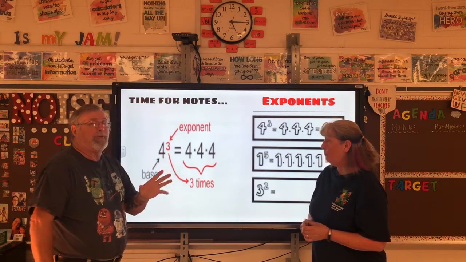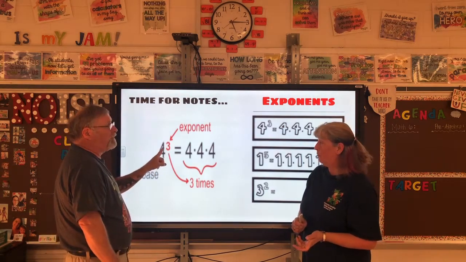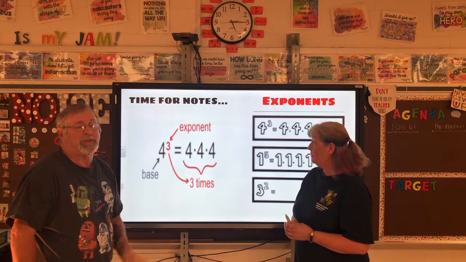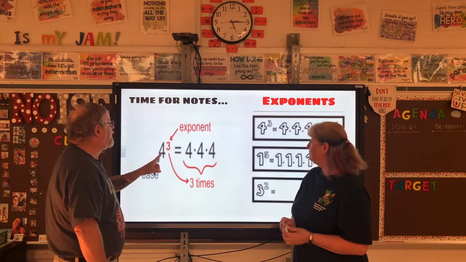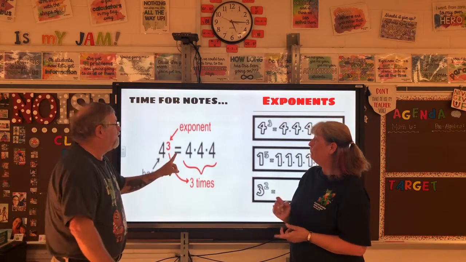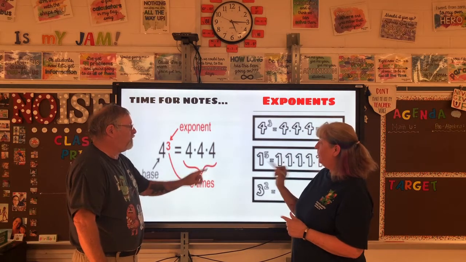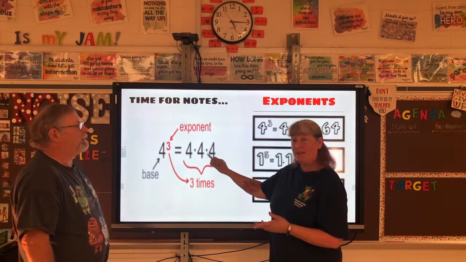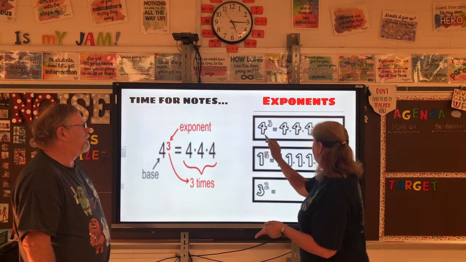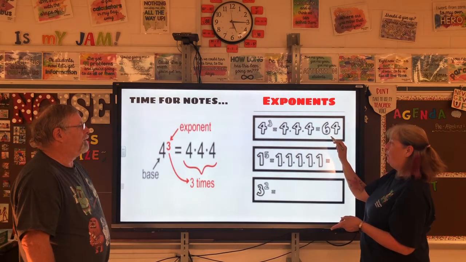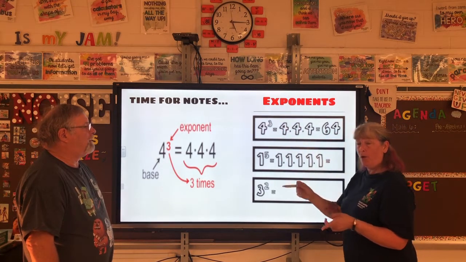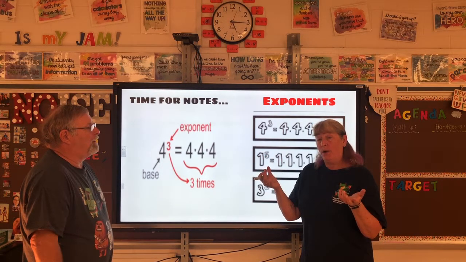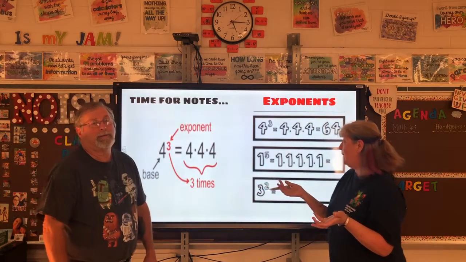A lot of people make the mistake of thinking that this means 4 times 3. No, it does not. 4 times 3 is 12, and this answer is nowhere near 12. It means 4 times 4 times 4, or 4 three times. 4 times 4 is 16, and 16 times 4 is 64. So the base gets really big really fast, and that's what exponents do. It's a shorthand way of writing these big numbers.